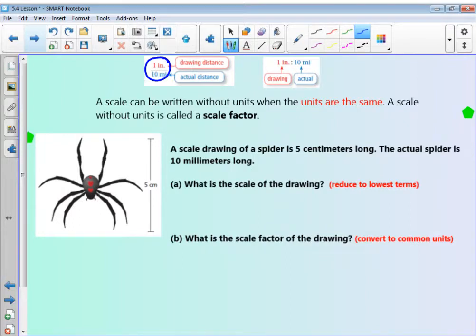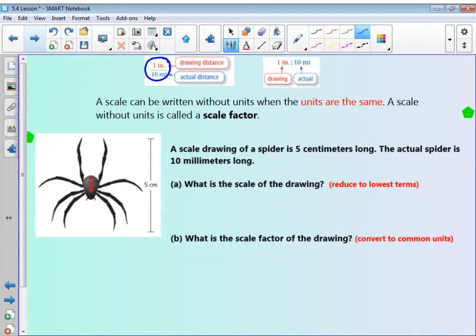So I would either have to change my miles into inches, which would be a huge number, or my inches into miles, which would be a really, really small number. So it's not very practical in that scenario, but sometimes it is. When you're working with two units that are kind of close to each other, you can convert and change them into scale factors. So it says a scale factor is one that does not require units. So here we have a situation.